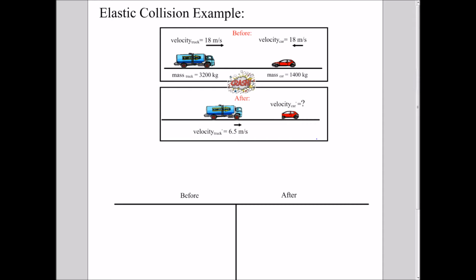I like to write out a little statement here at the very beginning to help guide my thinking a little bit. So I'm going to say that before the collision, the total momentum in the system is the momentum of the truck plus the momentum of the car. That's going to equal the momentum of the truck after the collision plus the momentum of the car after the collision. This statement right here is going to guide my thinking through the rest of this problem.